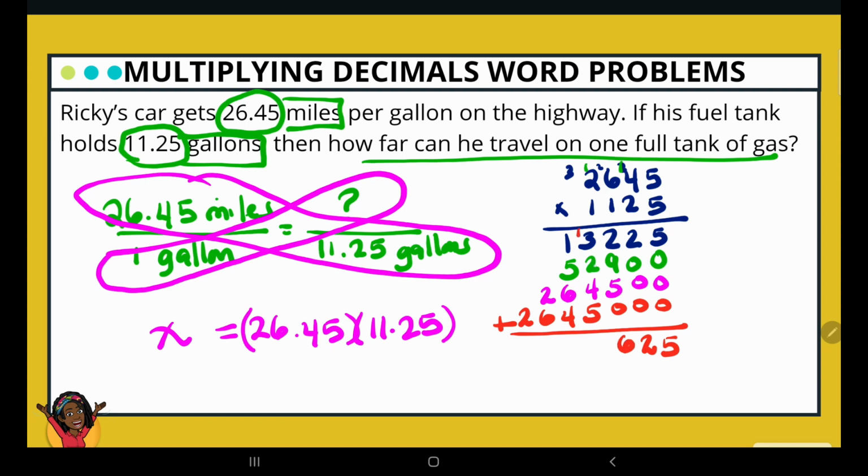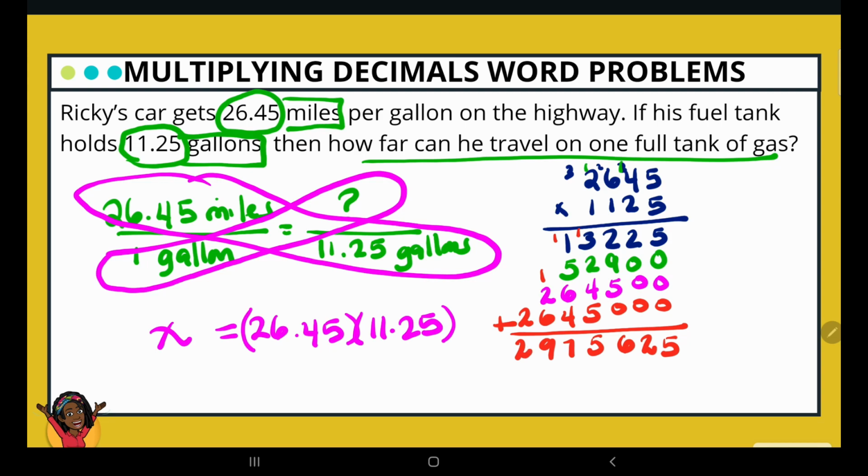3 plus 2 is 5. 5 plus 4 is 9. 9 plus 5 is 14, plus 1 is 15. 1 plus 5 is 6. 6 plus 6 is 12. 12 plus 4 is 16. 16 plus 1 is 17. 2 plus 6 is 8. 8 plus 1 is 9. And then we bring down our 2.